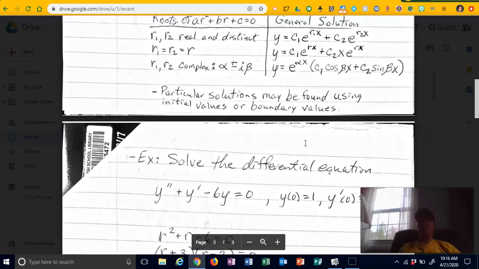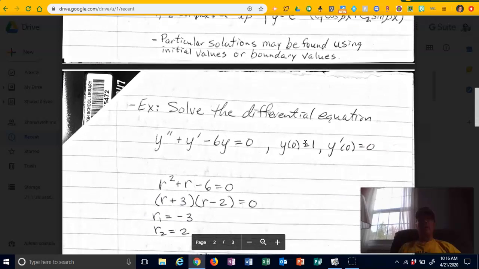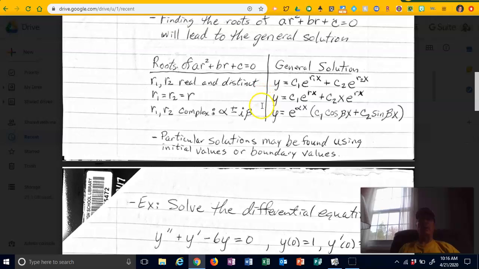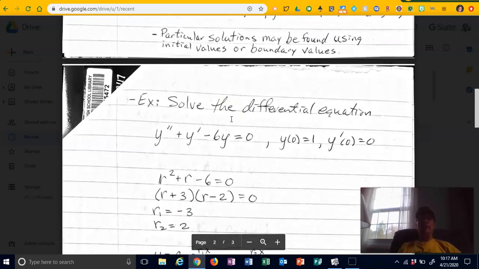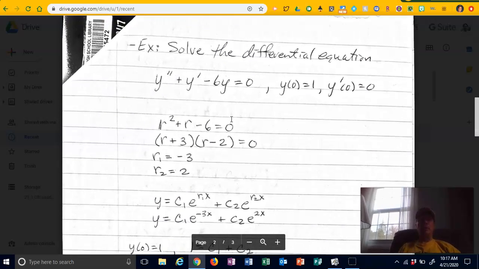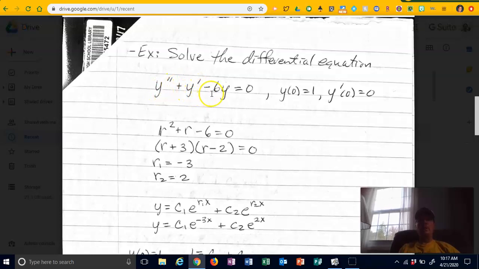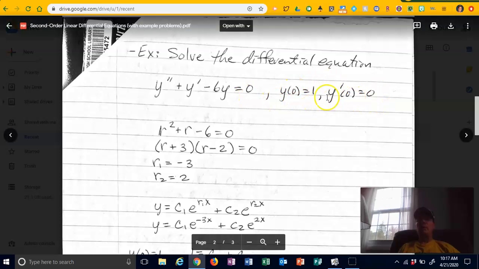All right? Okay, so let's take a look at an example. You're going to really refer to this little chart here depending on what your roots end up being. Are they real but different? Are they real but the same? Or are they complex? Okay, so the first differential equation we'll look at here is y double prime plus y prime minus 6y equals 0, and we have two initial conditions.